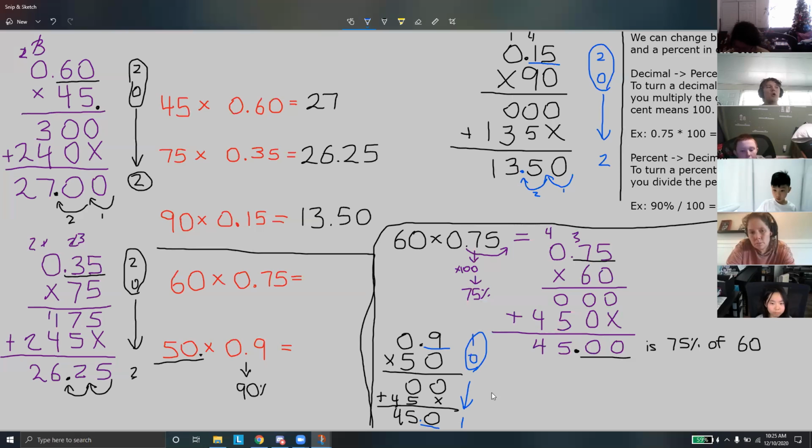Great. And so 90% of 50 is 45. Hey, that's pretty funny. I didn't plan that. Take a look-see. 75% of 60 is the same as 90% of 50. Neat. So the answer to both of them is 45. Is that what you guys got? Interesting.